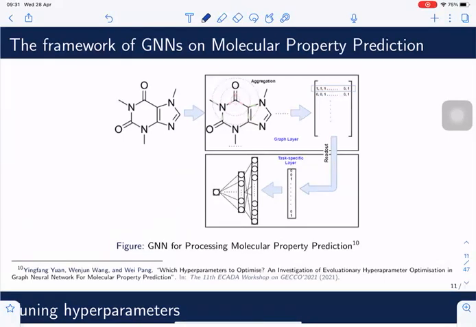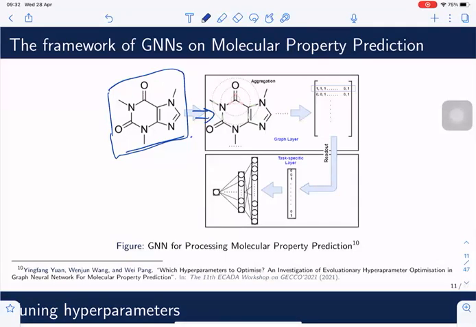This is the molecular graph on the right side. We input this graph into the graph layers, because we divide our whole framework into two parts. The first part is called the graph layers part, and the second part is called task-specific layers. In the first part, the main work is aggregation, to learn the representations for each node. And how do we learn the representations for each atom, each node?